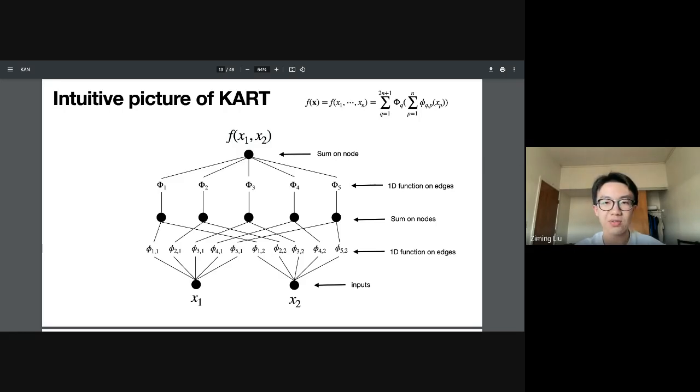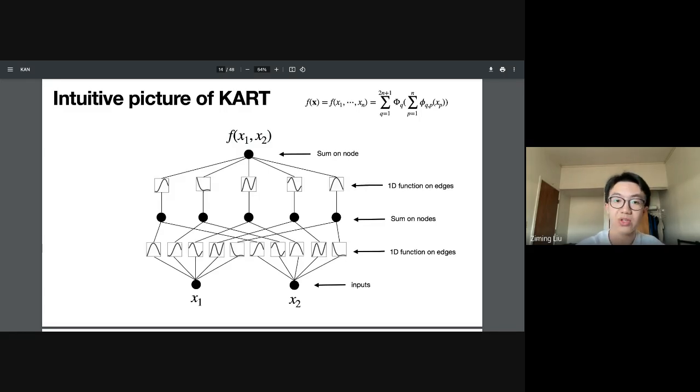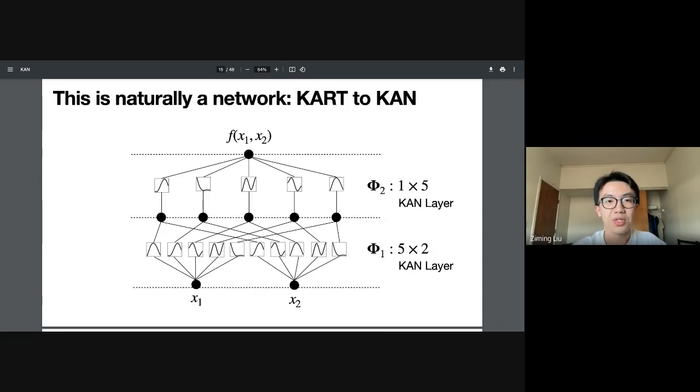Maybe to make things more intuitive, you can even just draw these symbols as 1D curves, because they're 1D functions, so they correspond to 1D curves. So this is naturally a neural network. It has this hierarchy. It has 2 layers. And the first layer basically has 2 inputs, 5 outputs, and the second layer has 5 inputs and 1 output. So we can easily define the so-called KAN layer. And now the original representation by the theorem is basically just stacking. You can basically get the network by stacking 2 KAN layers.